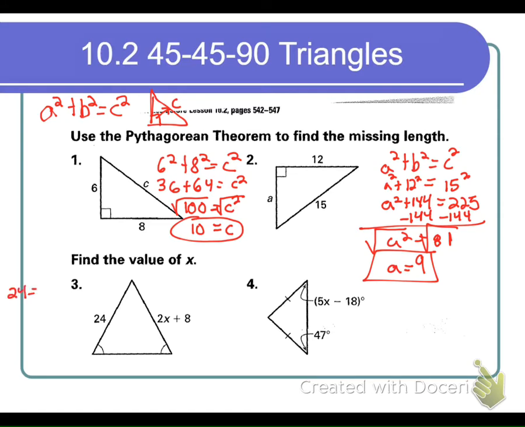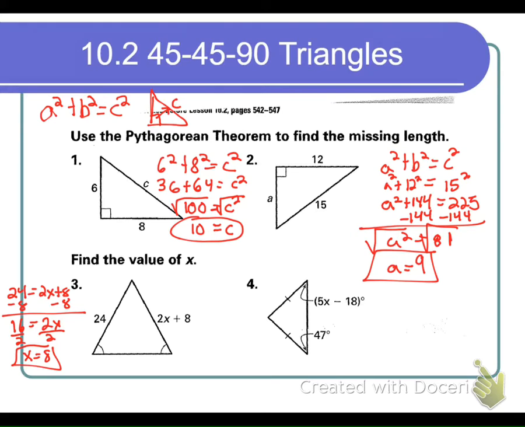24 equals 2x plus 8. Subtract that 8. You said it was what? 16 equals 2x. Last step. Divide by 2. X equals 8.